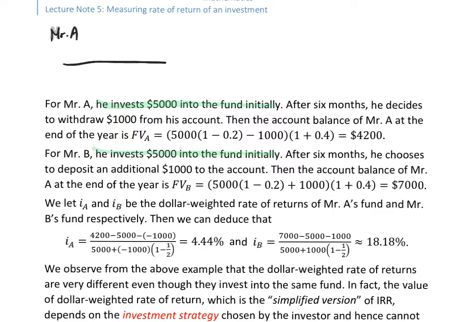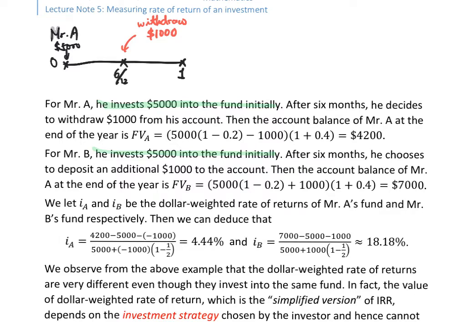At time 0, he deposits 5,000. After 6 months, when the fund value decreases by 20%, at that point he withdraws $1,000 from the fund, because he realized that the fund is losing money. Given this, how much will he get after 1 year?